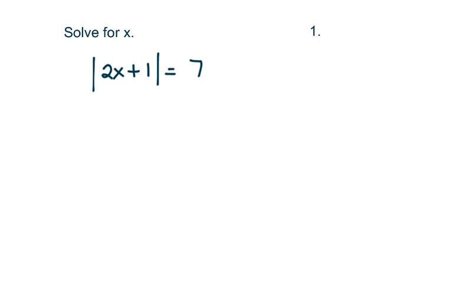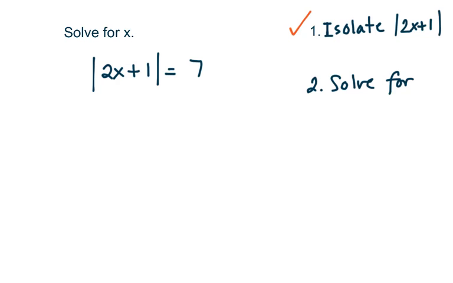So one of the first rules is let's isolate what's inside the absolute value, or 2x plus 1. Well, we already did it. It's by itself. That's what isolate means. So we've done that. The second thing we're going to do is, well, our journey is to solve for x. Okay, that's what we want to do.